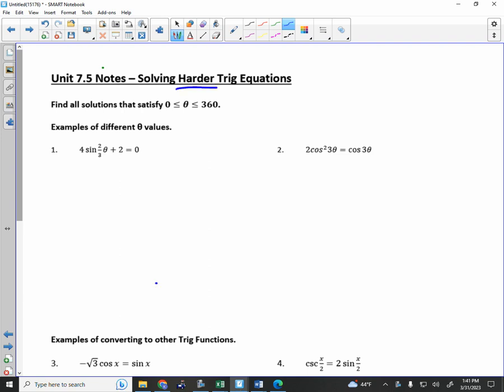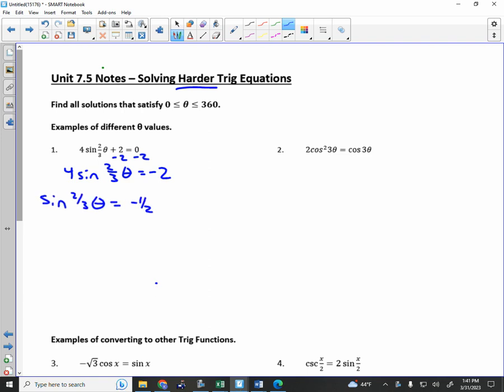Ordered trigonometric equations. That's what we've got to do today. Find solutions to satisfy theta between 0 and 360. You already know how to start some of these. What do you do in the first problem? You're going to subtract 2. Look at that. So to the person who writes IDK on the test, I'm angry at you, because you do know how to start it. Now what do you do? Divide by 4. Sine of 2/3 theta is equal to negative 1/2.